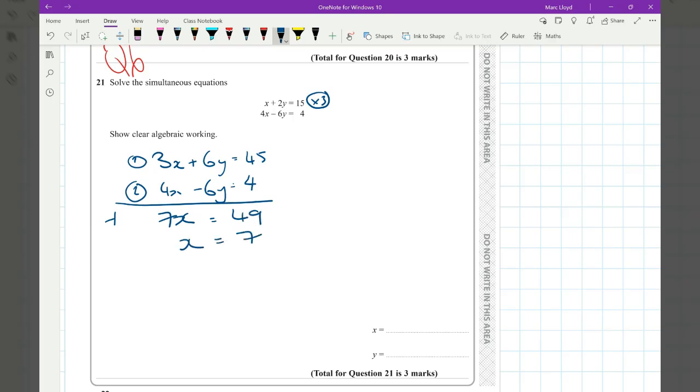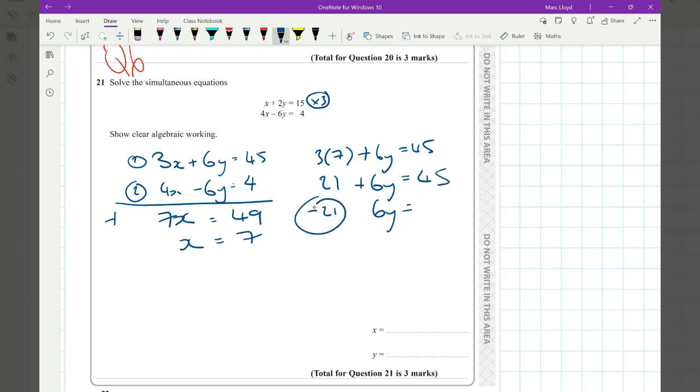Therefore, x is worth 7. Then we put it back in. So 3 lots of 7 plus 6y is equal to 45. I've chosen to do the first equation because the y's are positive. Makes my job a lot easier. Don't want to be dealing with negatives and risk an error. Take away the 21 on both sides now. 45 take away 21 is 24. Divide it by 6 gives us 4.